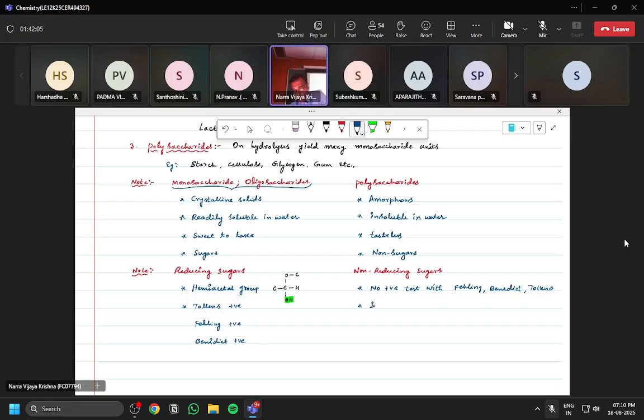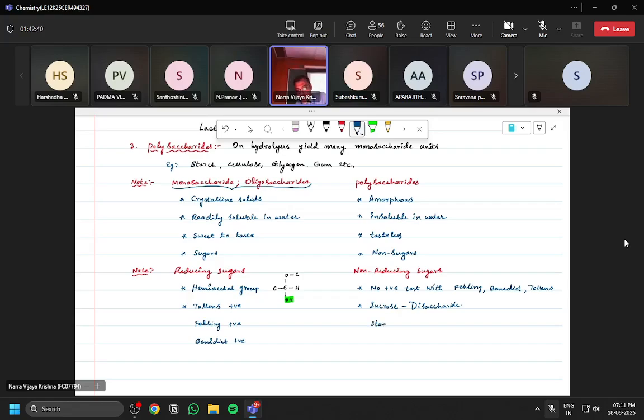Example: sucrose. Sucrose is a disaccharide, which on hydrolysis gives monosaccharides. Both monosaccharides are reducing sugars. But when they connect through this OH group, that's why it is not a reducing sugar, because that OH group is not free.